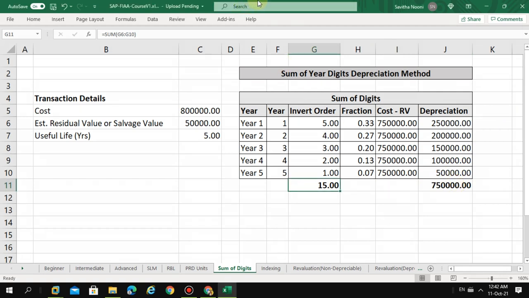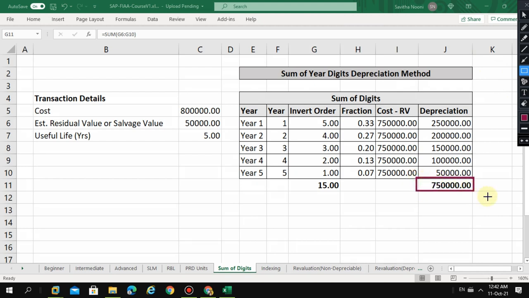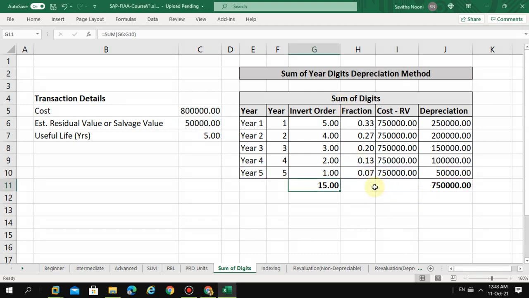This is the total depreciation, how the system is going to post, and this amount will be left as a residual value. So in the 5th year, the system is going to calculate 50,000 based on multiplying the cost minus residual value with this fraction. So this is how we use depreciation by the sum of year digits method. Thank you.